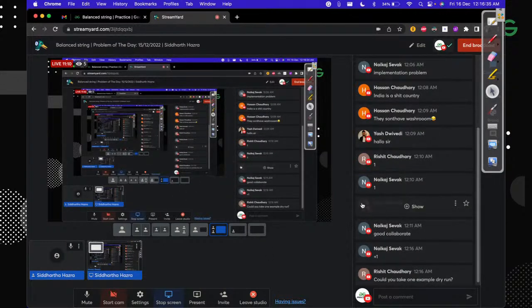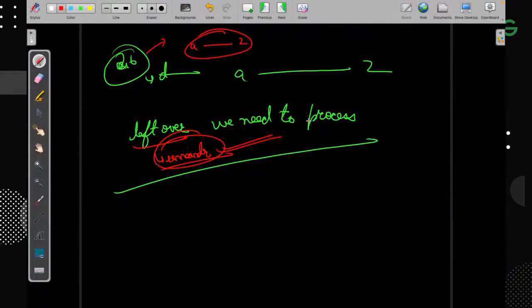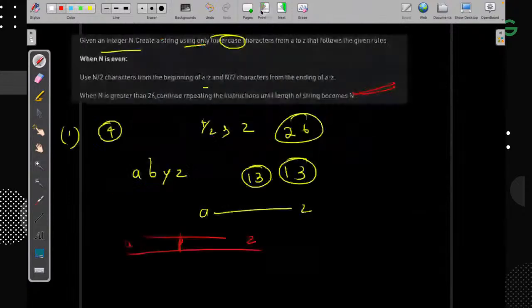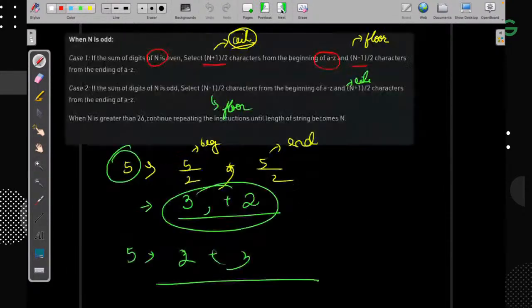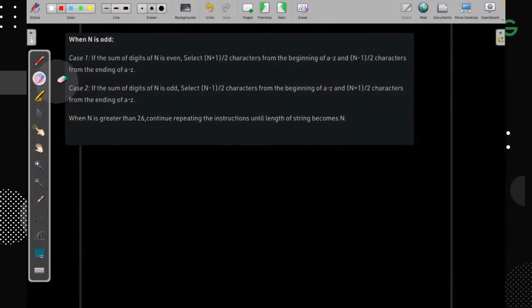Could you take one more example dry run? Yes, absolutely, not an issue. So I will just show you, like n is equal to 5 now. So let us say for n is equal to 5. Let us do it for both cases.